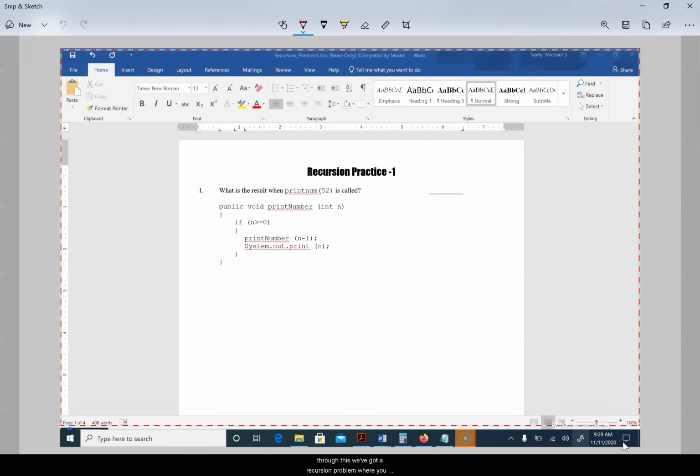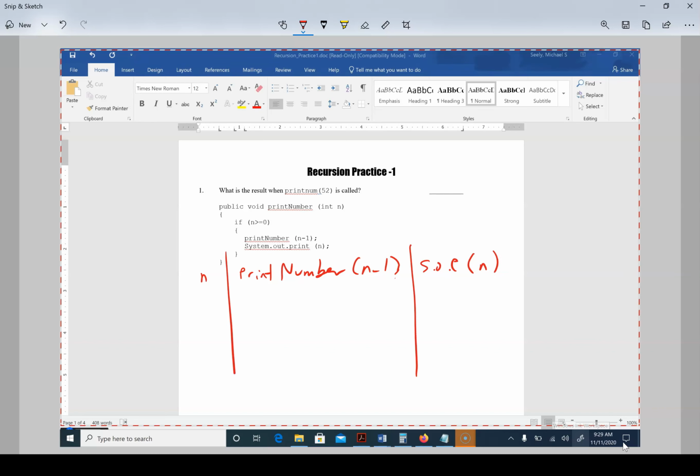We've got a recursion problem where we've got a print num method where 52 is passed in. So 52 is n, so I'll write down n. Then we've got this print number method, which is n minus 1, and then we have our s.o.p n. This is how you'd want to solve this on your paper.